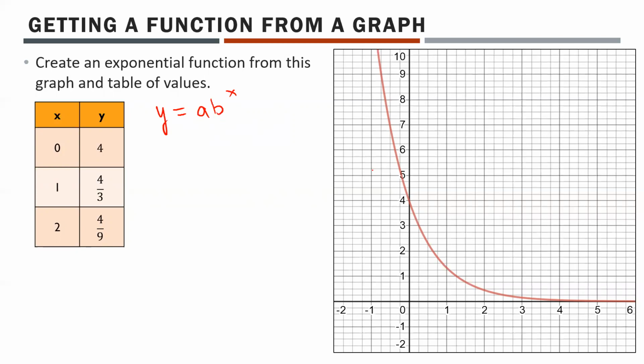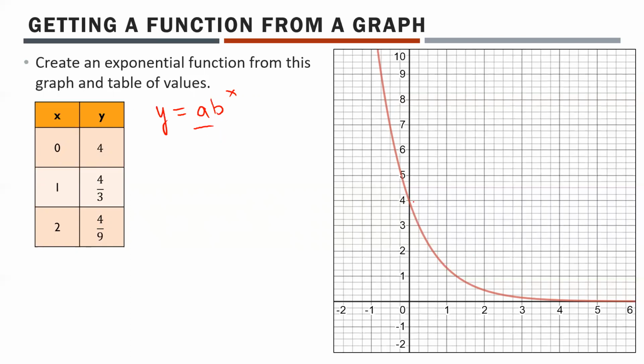Hopefully what you can tell, based on the shape of this graph, is that this is going to be a decay function, because it's going downwards. What this tells us is b is going to be some value between 0 and 1. And usually when we do this, b is going to be represented as a fraction. Not always, you could represent it as a decimal if you wanted to, but a fraction is usually the way we go about this. Your a value, however, is your starting value.